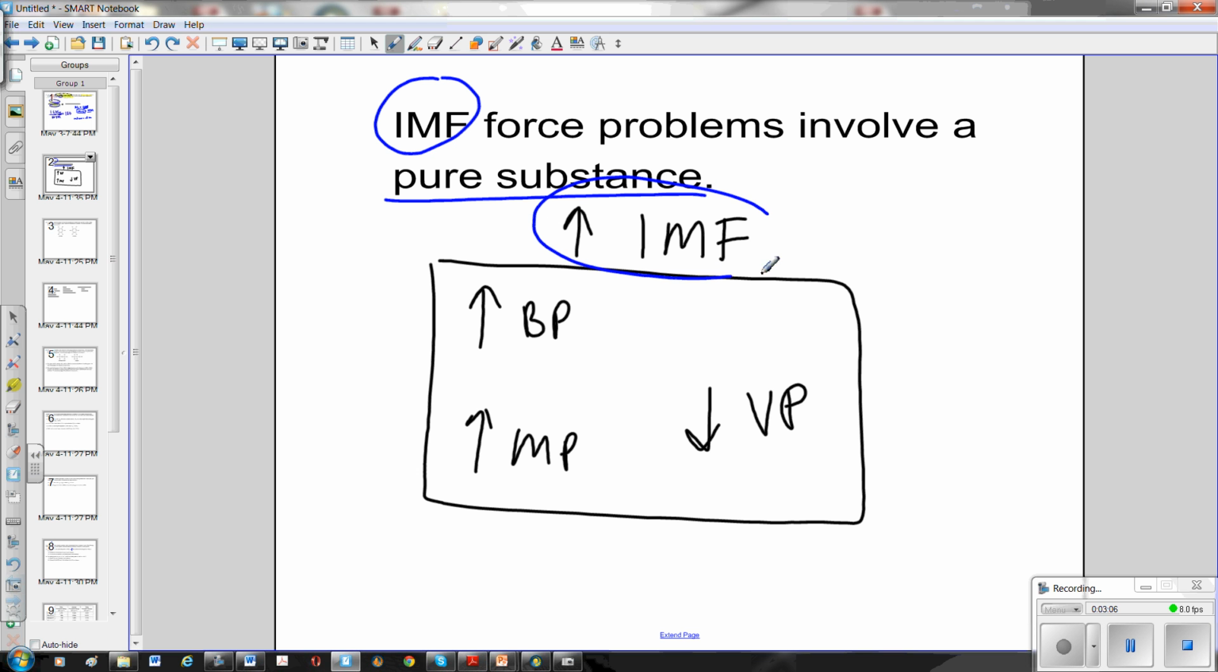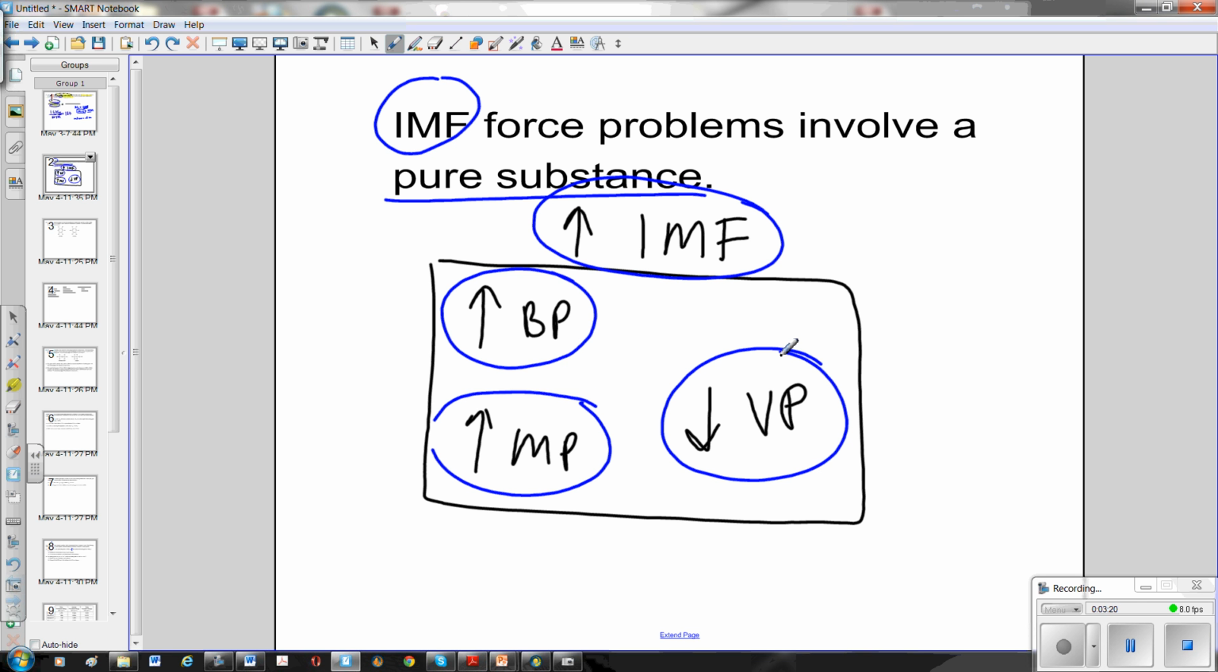So first of all, greater intermolecular forces mean stickier molecules, which are harder to separate, so it'll have a higher boiling point. That'll also have a higher melting point. The only one that goes the opposite way is vapor pressure. So this is for the IMF of a pure substance. That's when we talk about intermolecular forces.